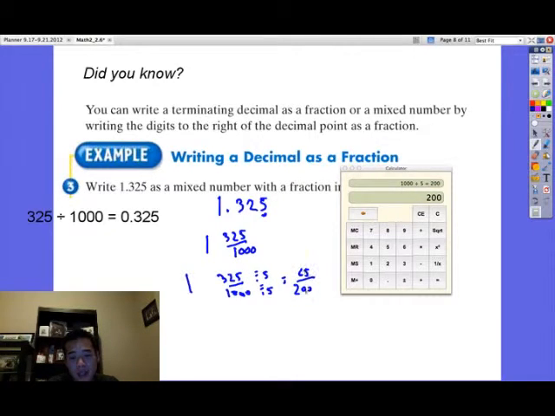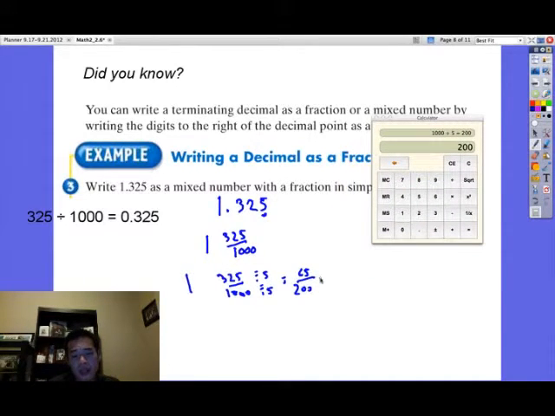Again, this ends in a 5, this ends in a 0, so you know 5 can go into it one more time. So I'm going to go ahead and divide both by 5 one more time. You can use your calculator or you can do it mentally, it's up to you.